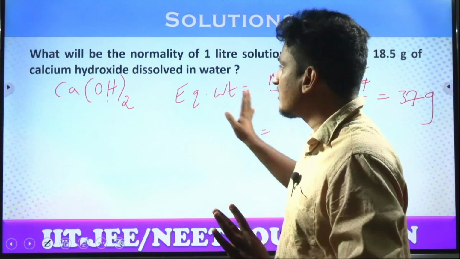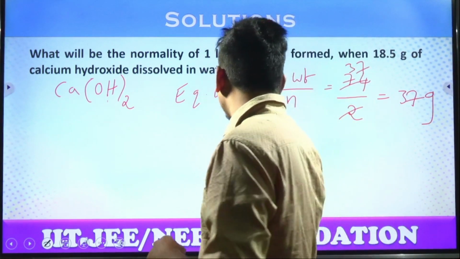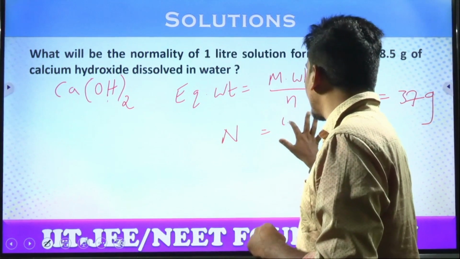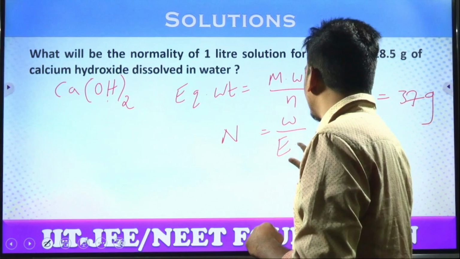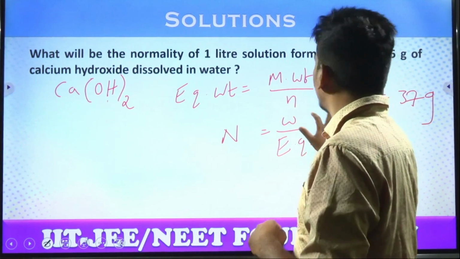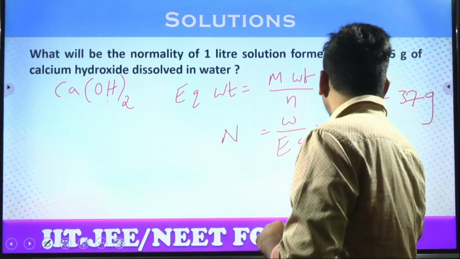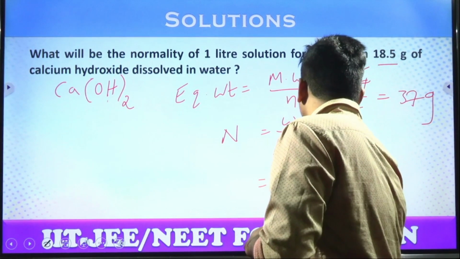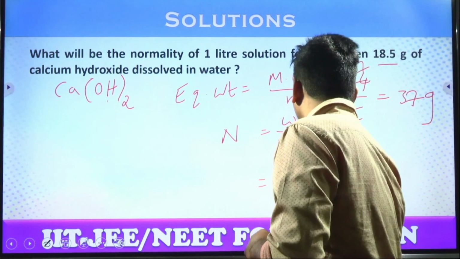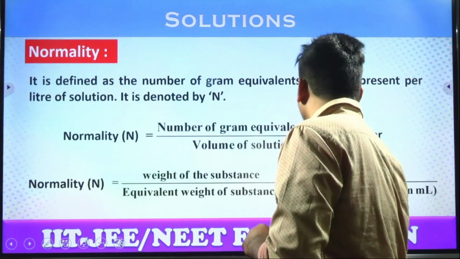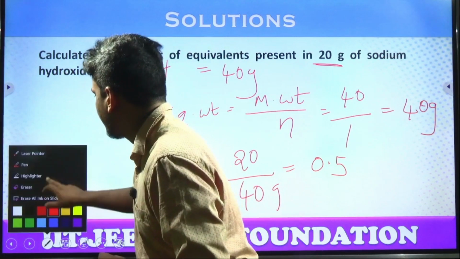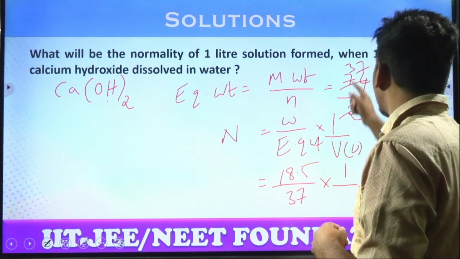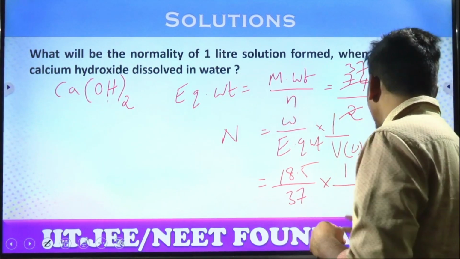Now this is not the answer. We have to find the normality. What is the normality formula? Normality equals given weight by equivalent weight into 1 by volume in liters. What is the given weight? 18.5 grams. What is the equivalent weight? 37. So 18.5 by 37, into 1 by the volume, which is 1 liter. That's it, 1 by 1.